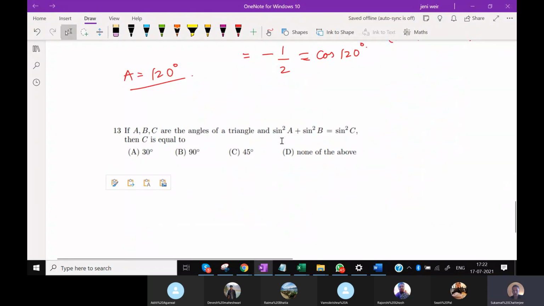Next one. Again, a straightforward application of the sine rule of a triangle. Okay. The previous one was a cos rule. This one is a sine rule.